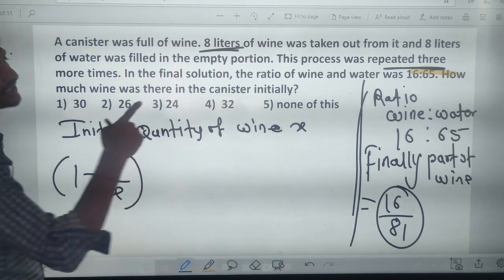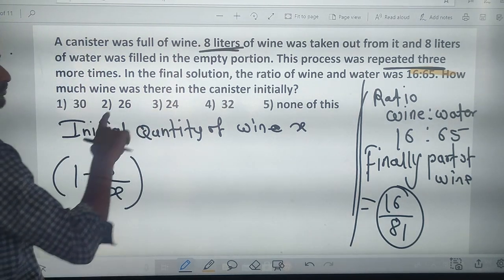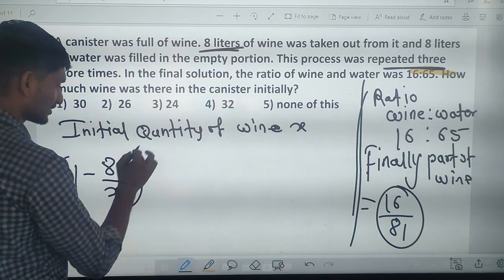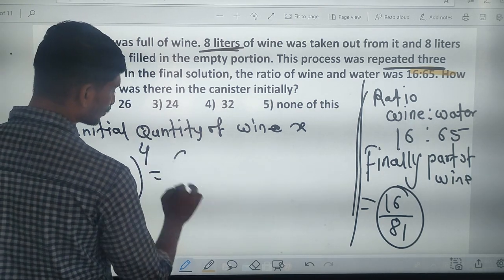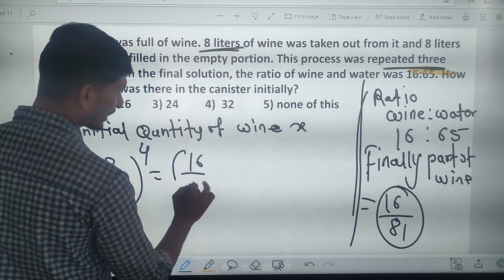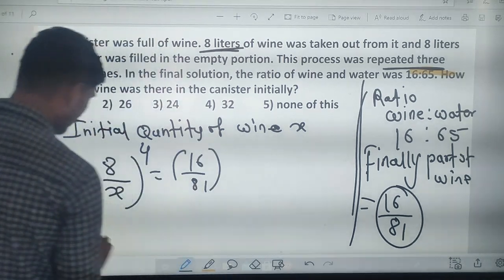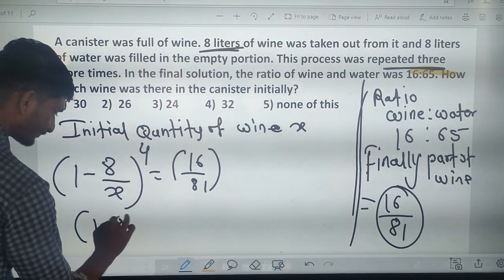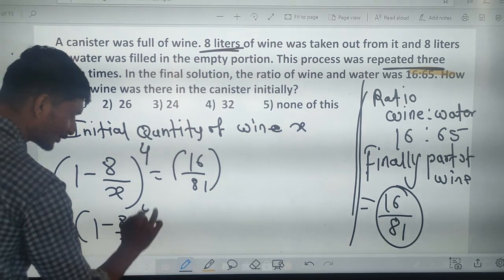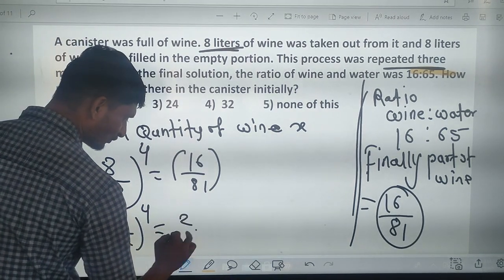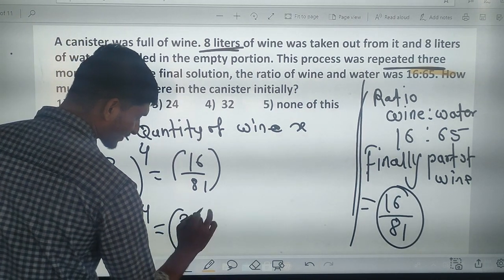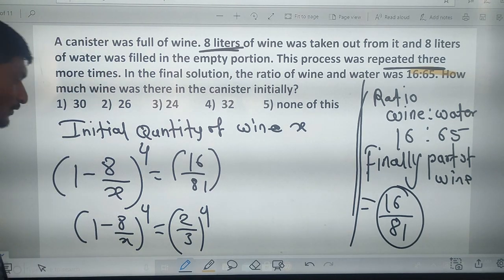This process is done 4 times: first time and repeated 3 times. That is 4 times, and it is equal to 16 divided by 81. Now we write here (1 minus 8 upon x) raised to 4 is equal to (2 by 3) raised to 4.